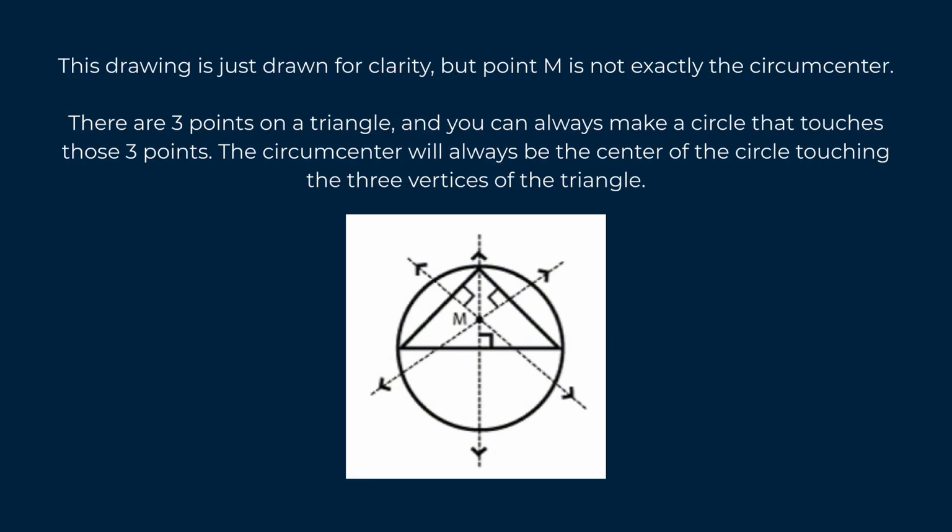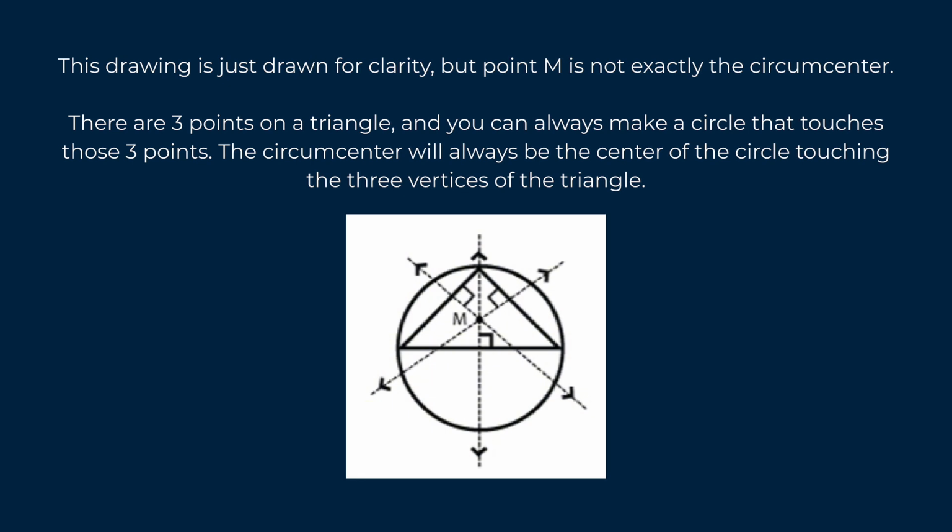Now, this drawing is just drawn for clarity, but point M in this drawing is not exactly the circumcenter. This figure is just a figure for clarity. This is not the actual circumcenter. There are 3 points on a triangle, and you can always make a circle touching those 3 points. The circumcenter will always be the center of the circle touching the 3 vertices of the triangle.